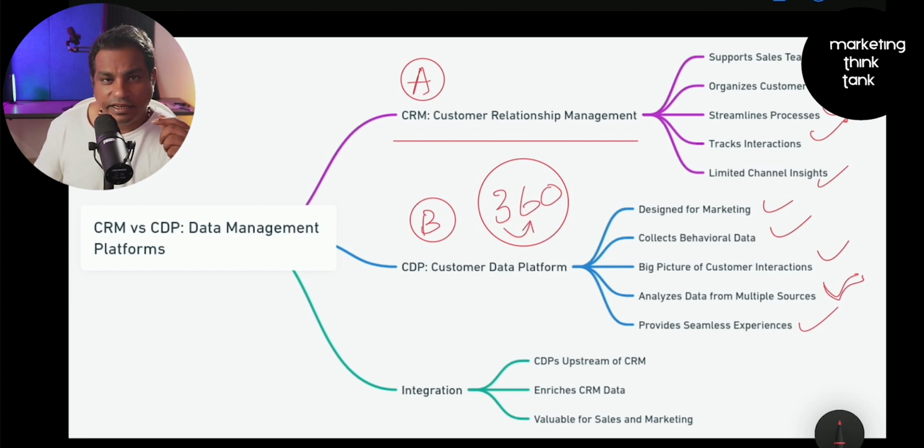It gives you a 360 degree view of behaviors around all the things and all the platforms that he has interacted with. That way, both of them are different. Now the big question is, what do you need? Do you need only a CDP, or only a CRM, or do you need both?